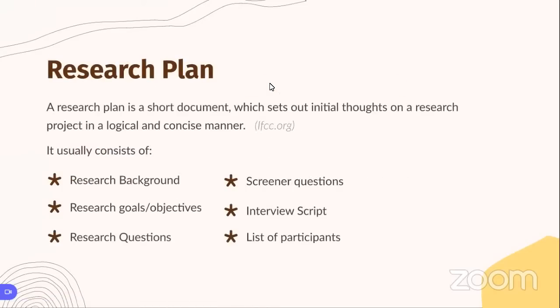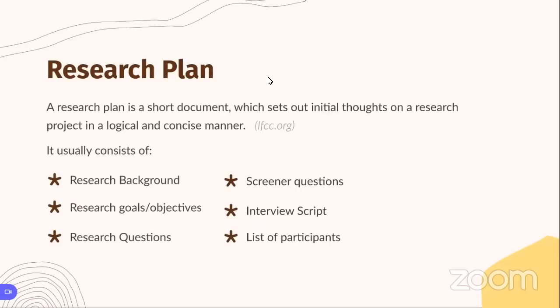Now let's talk about the research plan. A research plan is a short document that sets out the initial thoughts on the research projects in a logical and concise manner. So you've started on your design process, you've gotten the brief, you've done some secondary research, and now it's time to plan how you're going to get feedback. That is the part where your research plan comes in.